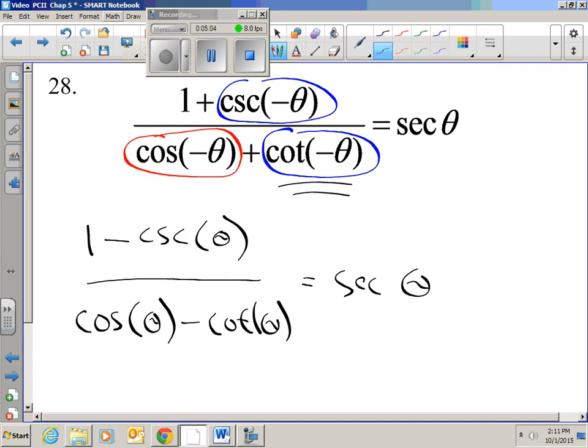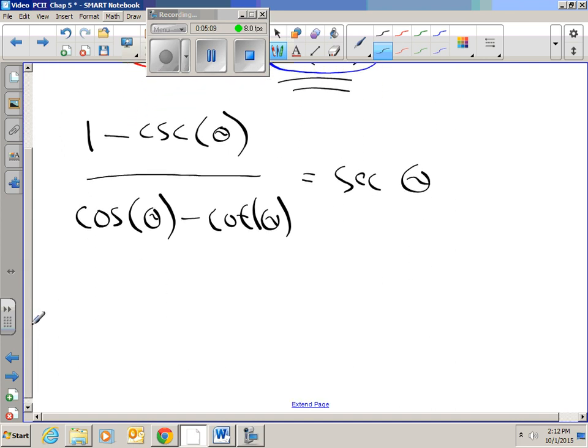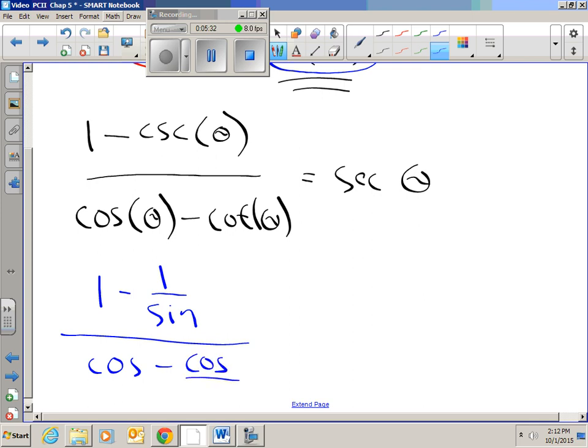I'm going to write everything in terms of sine and cosine, and let's see what happens if I do that. So up top, I'm going to write, let me change colors, 1 minus 1 over sine, and I can get rid of my theta since they're all the same now, over cosine minus cosine over sine is equal to 1 over cosine.